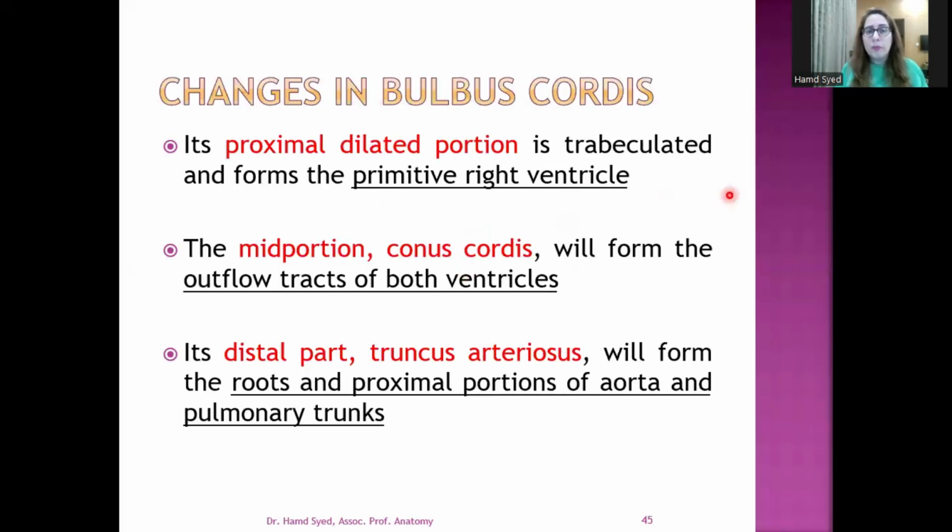U-shaped loop. There are certain changes which are going to occur also now in the bulbus cordis. Its proximal dilated portion will be trabeculated and form the primitive right ventricle. The mid portion of bulbus, which is known as conus cordis, will form the outflow tracts of both ventricles, whereas the distal part, which is truncus arteriosus, will form the roots and proximal portions of the aorta and pulmonary trunk.